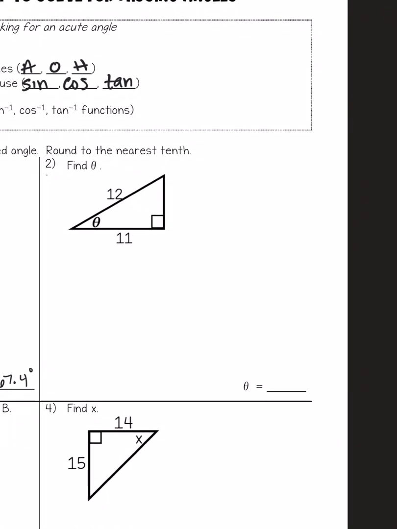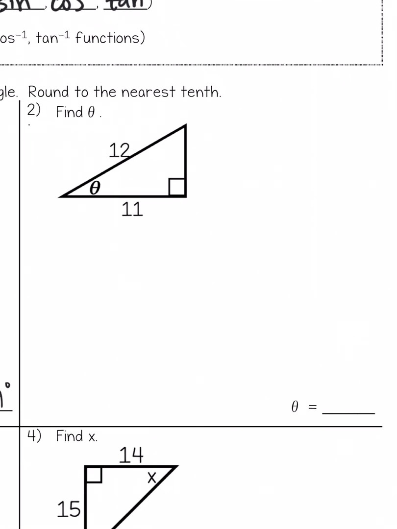Okay, next one, we're going to do the same steps. First thing I have to do, label my sides. Here's my hypotenuse. This side would be my opposite. The side that's labeled 11 would be my adjacent. The sides that I have information about are the adjacent and the hypotenuse. So for this problem, I'll be using cosine.